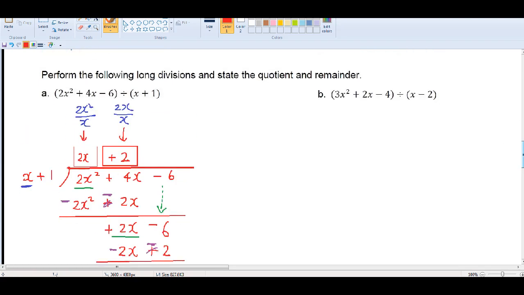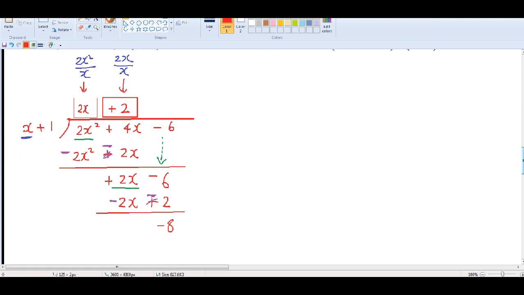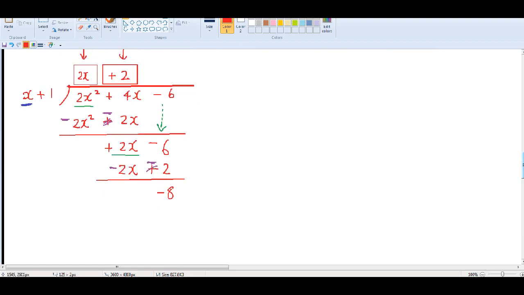The question is about performing the long division and stating the quotient. There are three things: performing the long division, stating the quotient, and stating the remainder. We just performed the long division. How about our remainder?